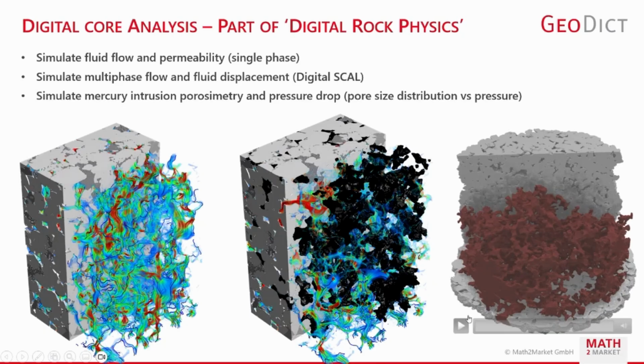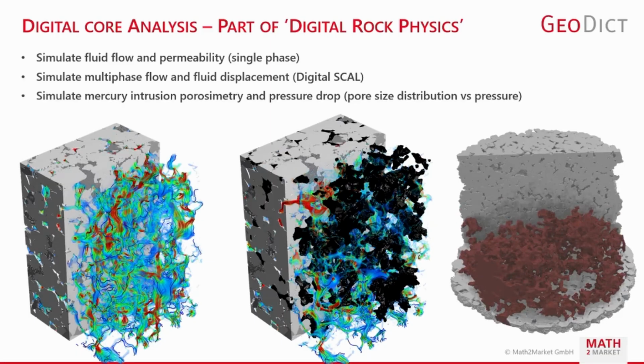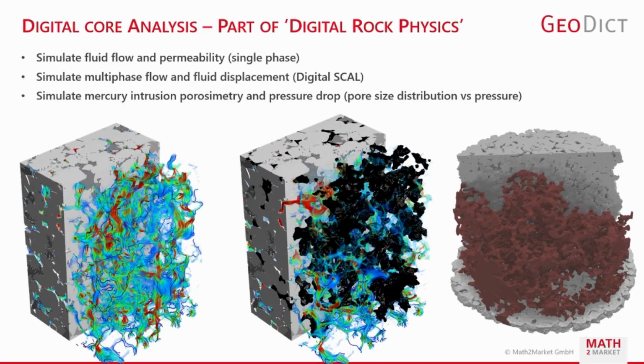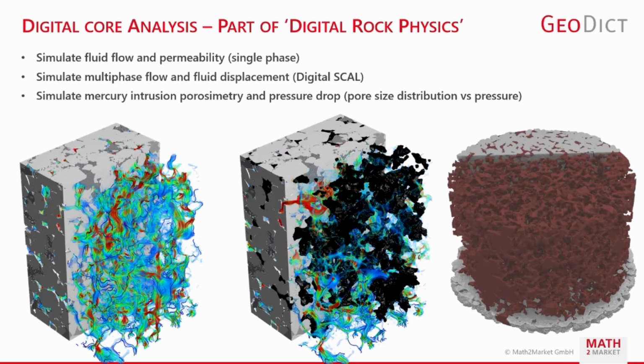And then at the right-hand side, there's a little animation showing mercury intrusion porosimetry with pressure drop, giving you pore size versus pressure, which is a typical lab measurement, which can be simulated also based on the 3D images. So this is focused on the oil and gas industry, obviously.